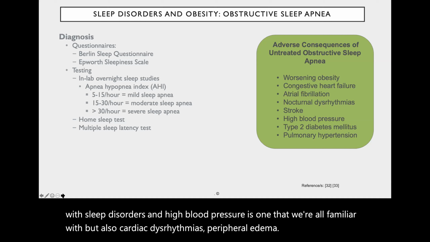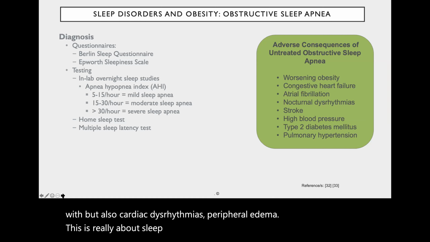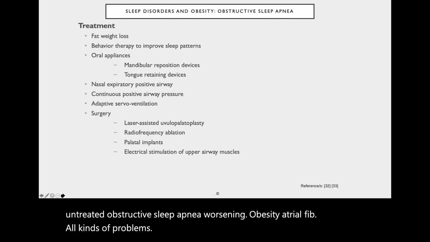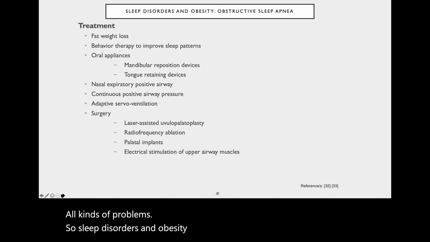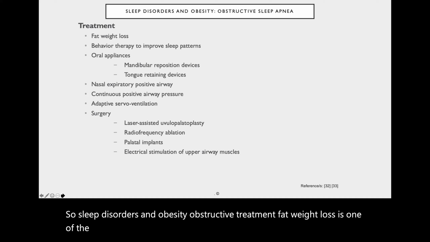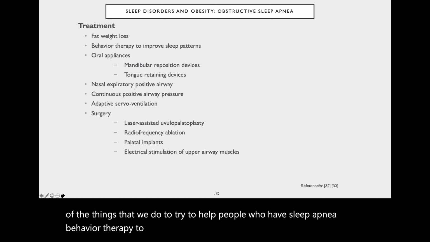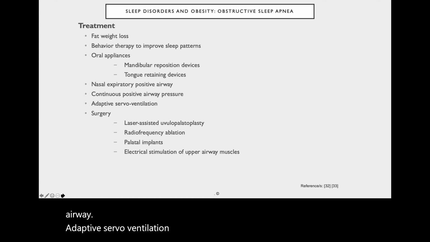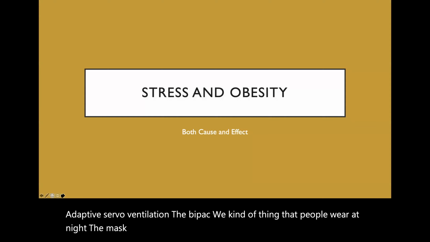This is really about sleep and obesity. The adverse consequences of untreated obstructive sleep apnea: worsening obesity, atrial fib, all kinds of problems. So for sleep disorders and obesity, treatment for obstructive sleep apnea, weight loss is one of the things that we do to try to help people who have sleep apnea. Behavior therapy to improve sleep patterns, oral appliances, nasal positive airway pressure, adaptive servo ventilation, the BiPAP kind of thing that people wear at night, the mask, and then surgery.